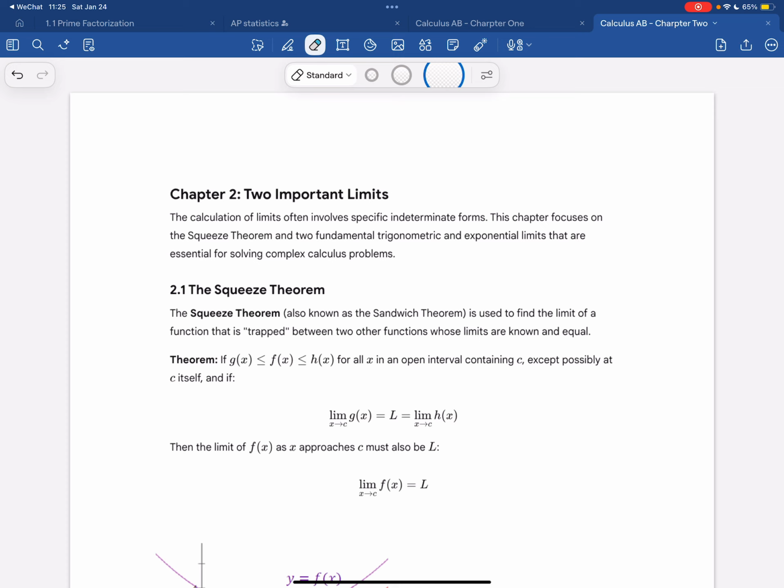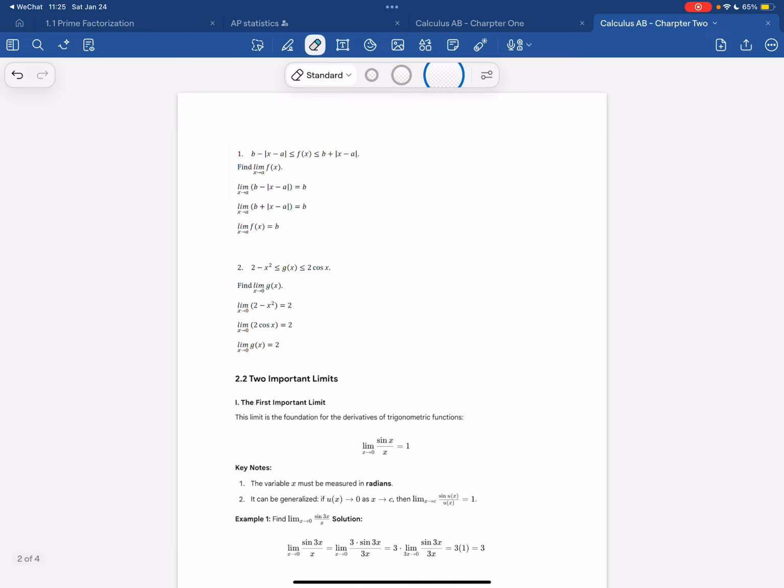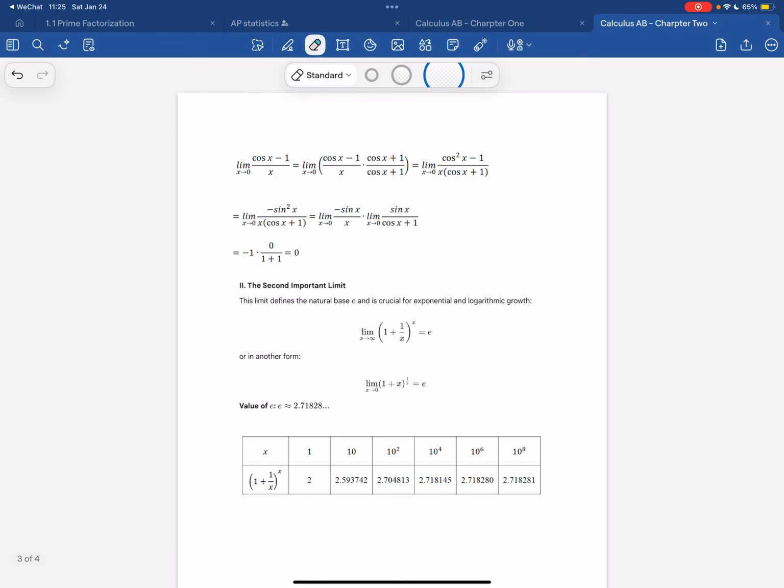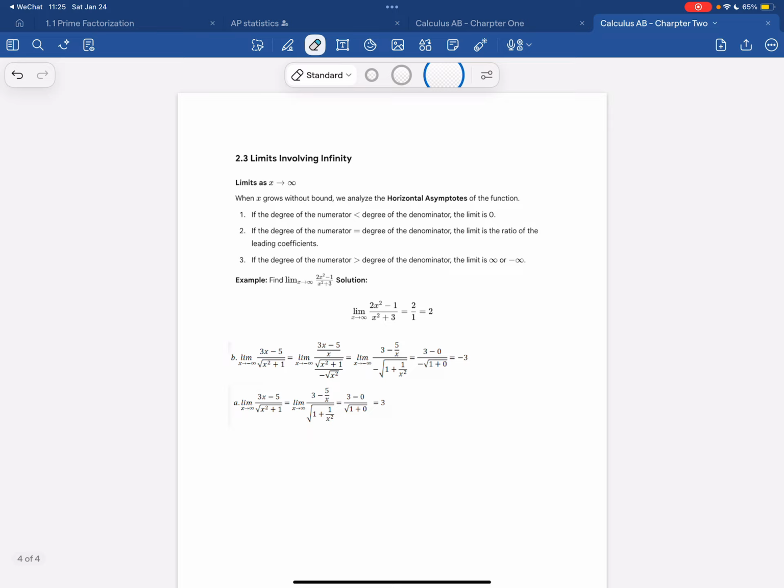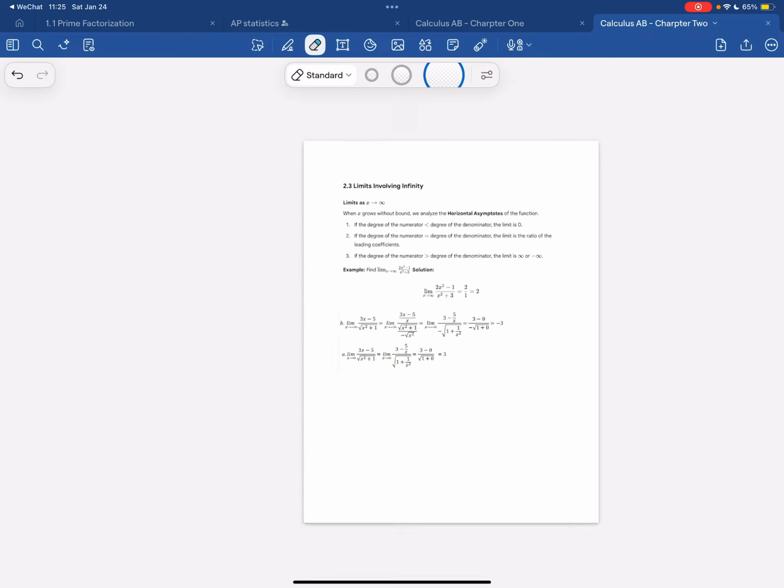Okay, so Chapter 2 is about limits still, and we're going to go over two important limits. We're going to go over the squeeze theorem, and a lot of other stuff, and we're going to do some practice questions at the end, as you see right here, okay?